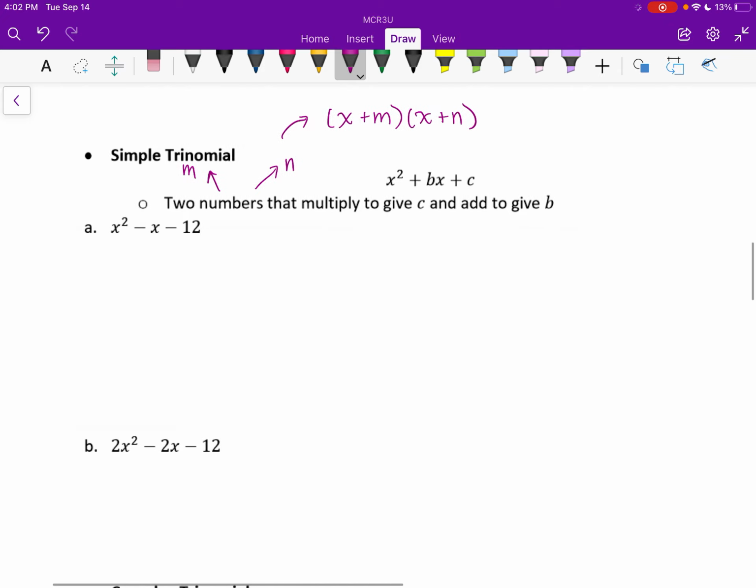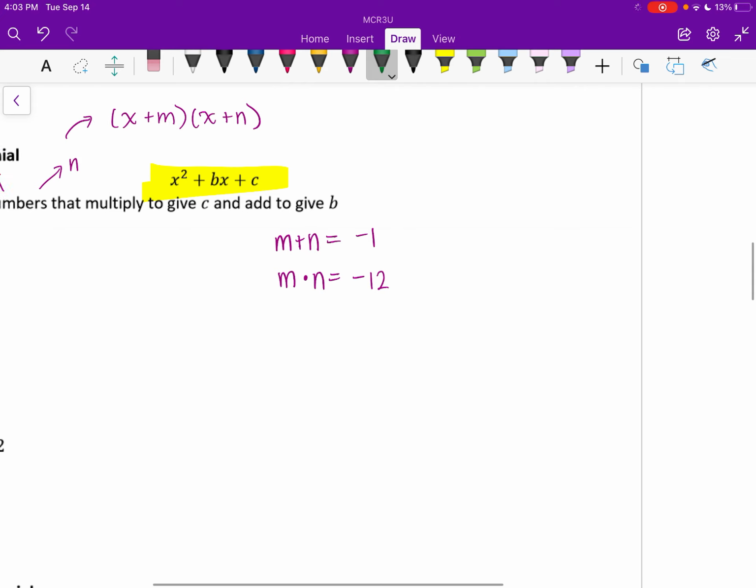So when you're looking for m and n, you want two numbers that when they multiply, they give you the c value. So our c value here is -12. And when you add them together, they give you the b value, which here is -1, just the middle number. If you're wondering where I get the a, b, and c from, I'm getting it from this equation. So m and n, when we add them together, are going to give us -1, and when multiplied, -12.